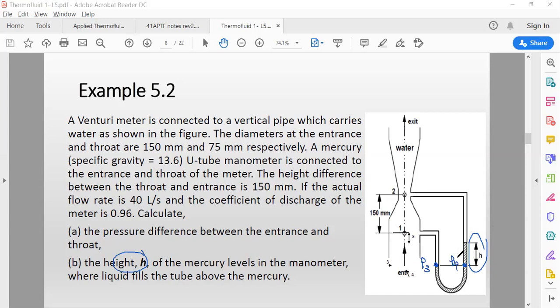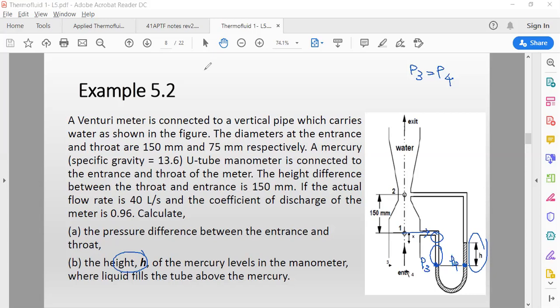All right. So P3 must be equal to P4. Same fluid at the same height must have the same pressure. So what is my P3? P3 is everything that is on top of it. So we have this part, and this part. So there are 3 parts to it.